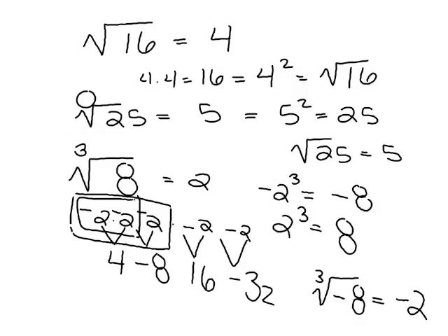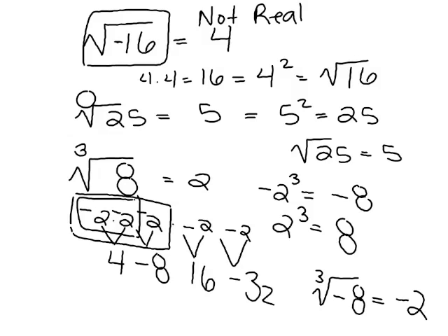I can never take the square root of a negative number because squares are always made up of 2 factors. So if those are both positive, it's going to be positive. If they're both negative, it's still going to be positive. So if I had something that looked like that, the square root of a negative 16 is not a real number. I would say not real, because anything times itself is always going to be positive.